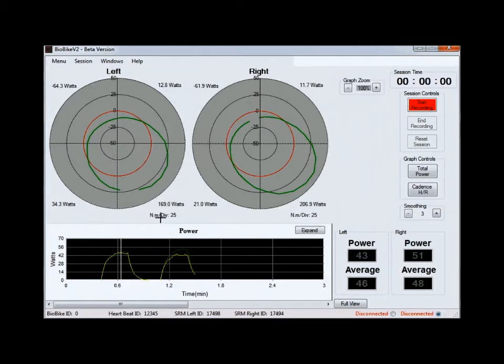These polar graphs show where in the rotation the power is being produced or lost and is much more informative. The red circle is the zero line where neither positive nor negative power is being produced. If the trace moves outside this circle, positive power is being produced, and if inside, then negative power or a loss of useful power is being observed.